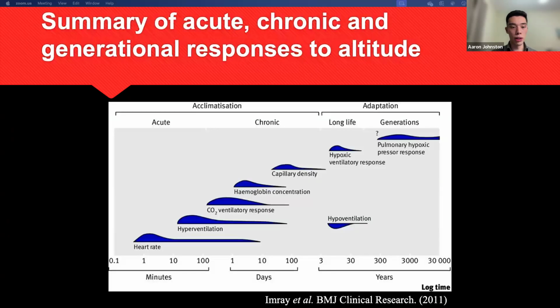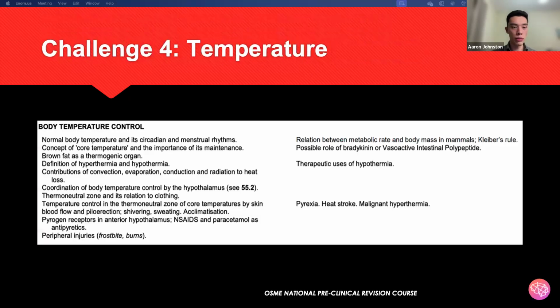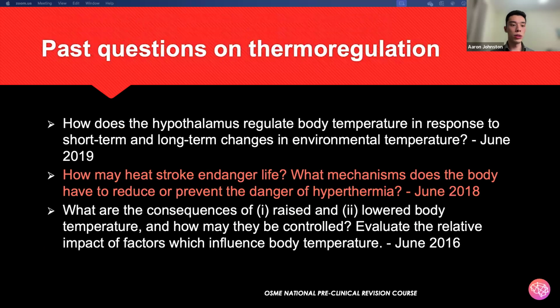and reduced exercise tolerance, problems with breathing and sleeping, and finger clubbing as well. Okay, so these are just a summary of those responses. Let's move on to our final section then, temperature. So these are questions on temperature that have come up in the past.